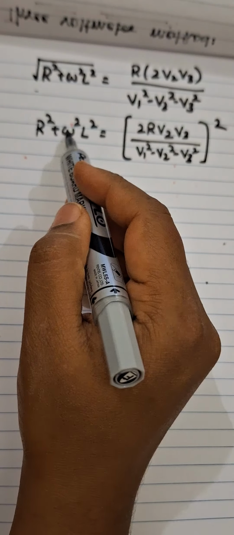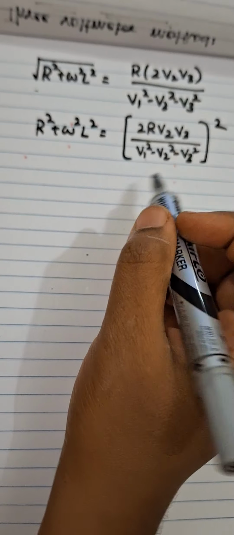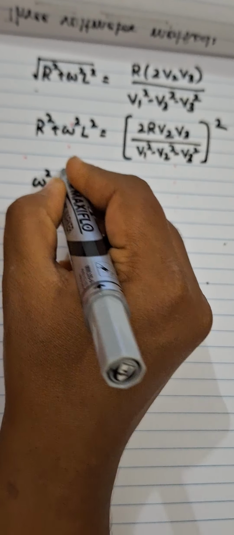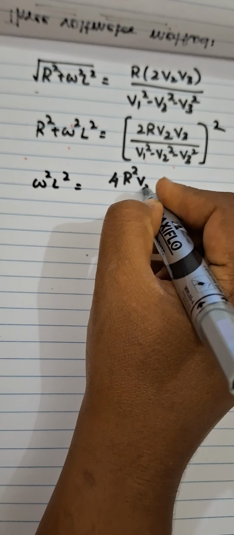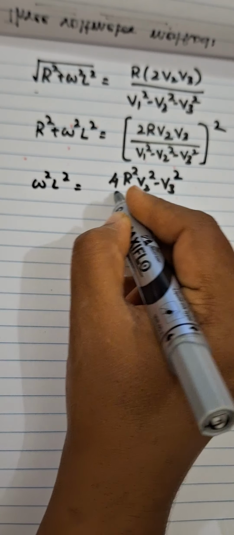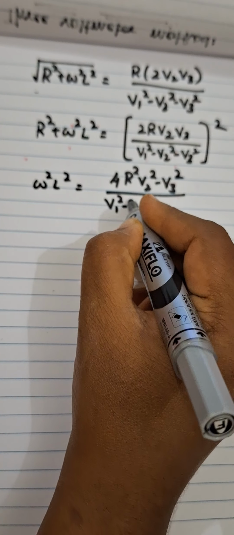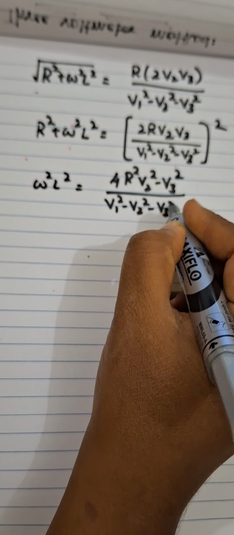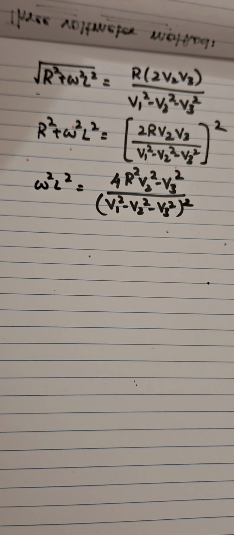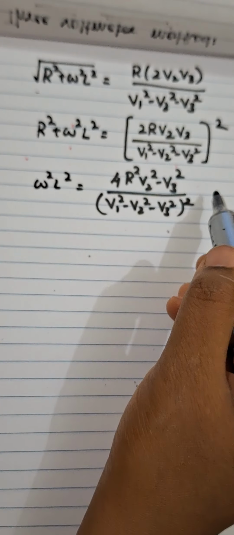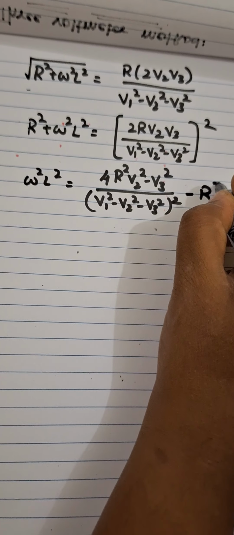Now my requirement is L. I don't want R, so let me send it that side. So omega square L square is equal to 2 2s are 4, 4 R square V2 square V3 square by V1 square minus V2 square minus V3 square, whole square. But R square is here. We have sent it that side, so it will be minus R square.